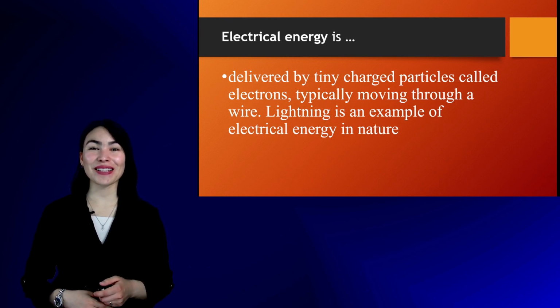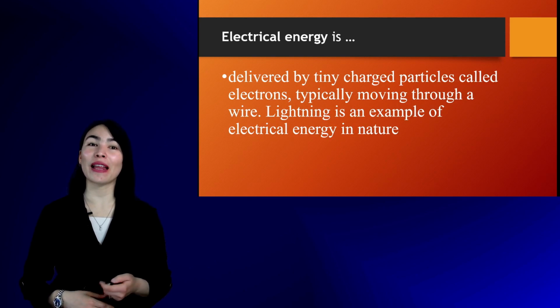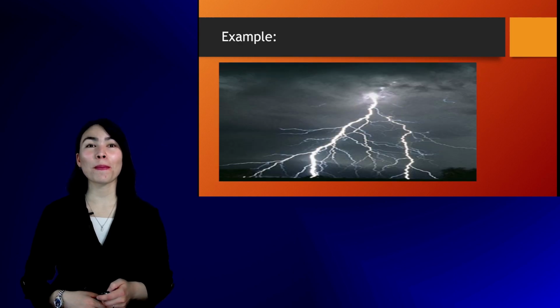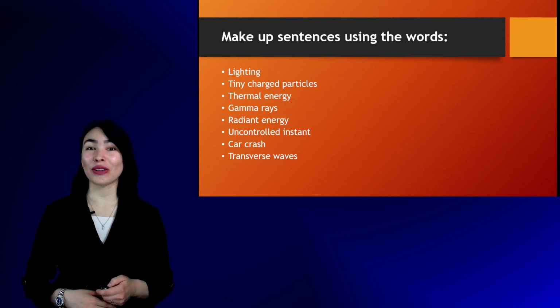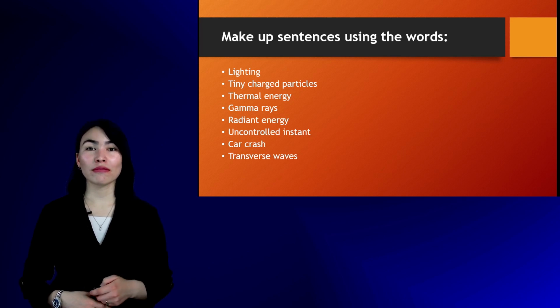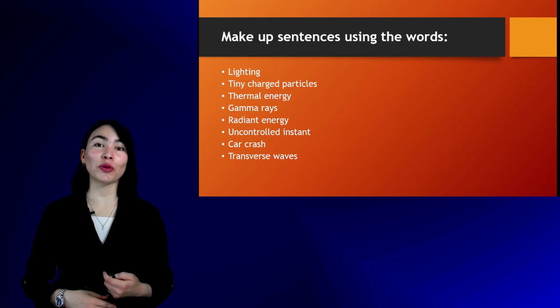Electrical energy. That's the energy delivered from tiny charged particles called electrons, typically moving through a wire. Lightning is an example of electrical energy in nature. This is the example. So let's move to the tasks. You are going to make up sentences using words like, for example, lightning. Lightning happens in nature a lot. You have to use the words in your sentences and build up your vocabulary resource.